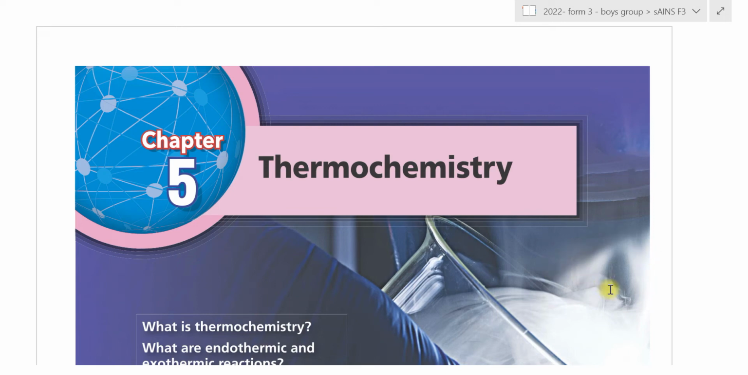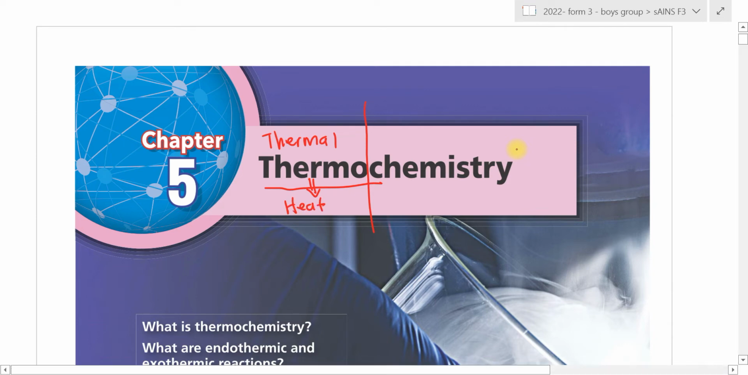Okay, our topic today is thermochemistry. Whenever you see the word thermal, it's related with your heat. This exact chapter you will learn again in your Form 5 chemistry. So, Form 5 chemistry, you need the basic from here.